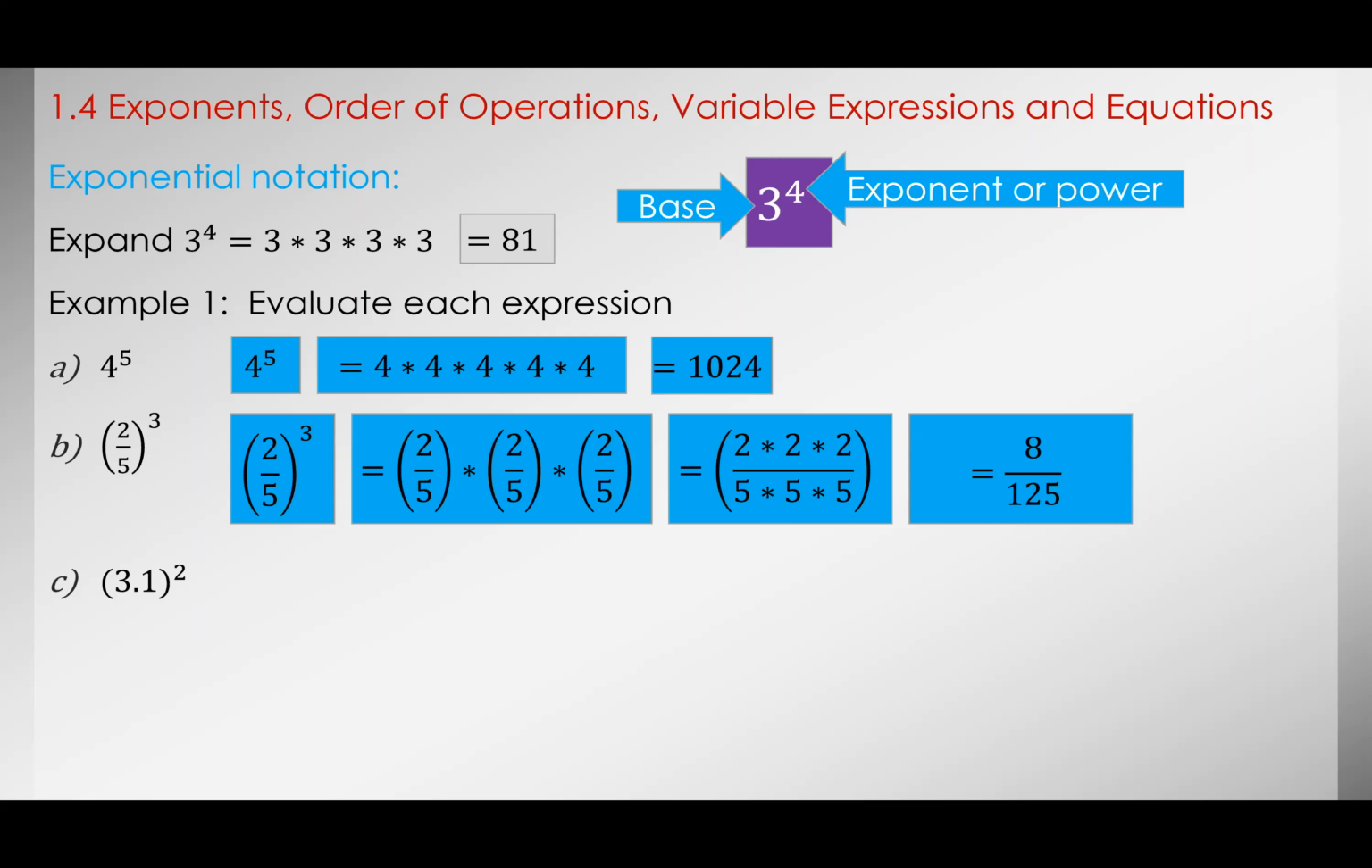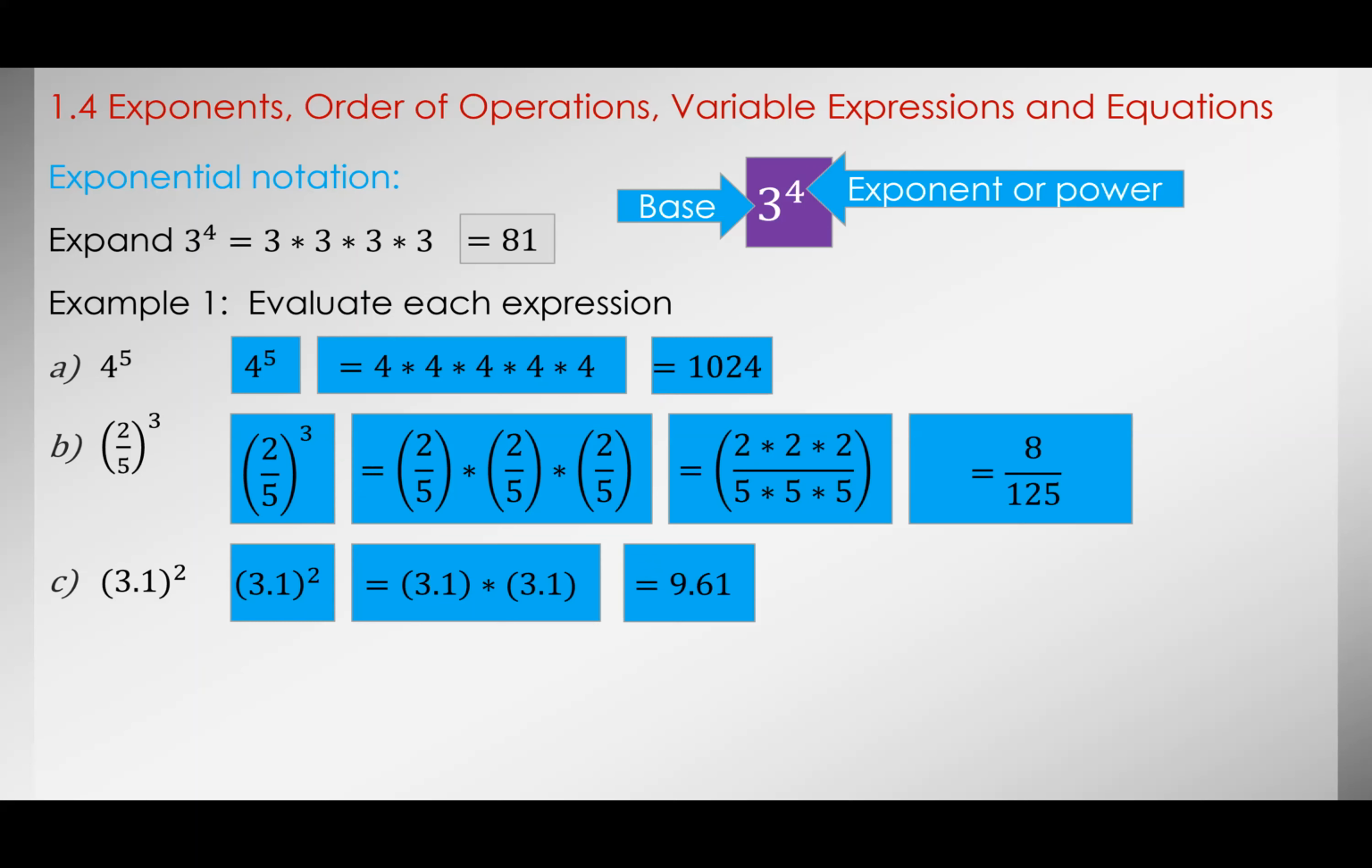Okay. And even if they give you a decimal, no fear. 3.1 raised to the 2nd power basically tells you to write 3.1 times 3.1, and your calculator can do the work, which is 9.61. And this is the unique one: 132 raised to the 1st power. Reminder that anything raised to the 1st power is just equal to itself.